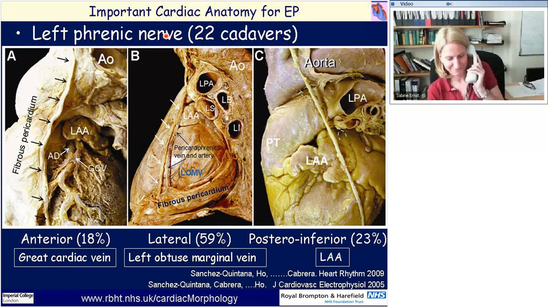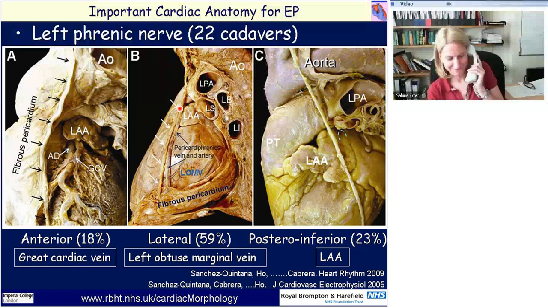We also looked at the relationship of the left phrenic nerve in cadavers, trying to find out its relationship with regard to either the anterior descending coronary artery or its counterpart, the great cardiac vein, or with regard to the obtuse marginal artery or its vein, or indeed other locations. And this slide summarizes our findings from our publications, Sanchez-Quintana, myself, and Jose Cabrera in 2009 and 2005.